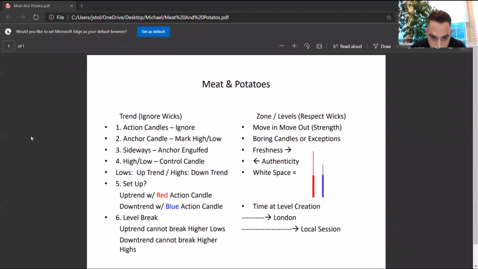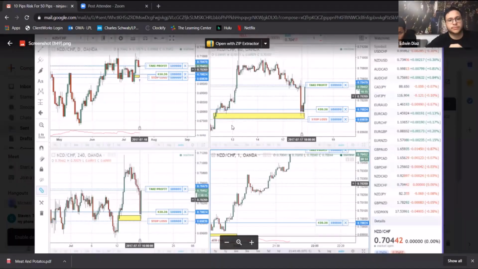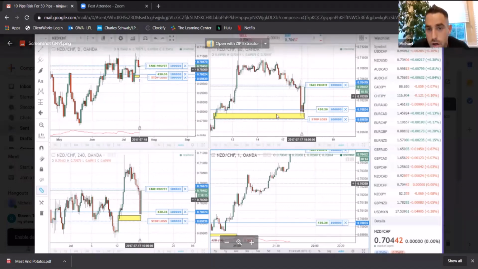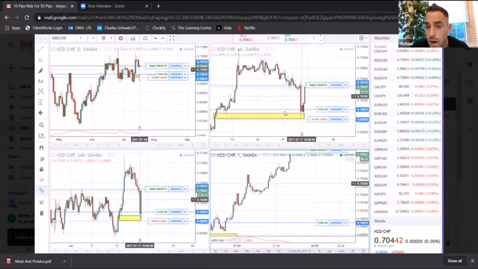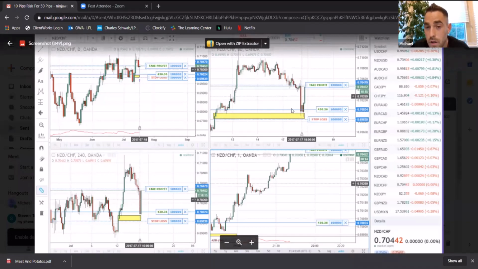I want to bring up one other thing real quick, just to give y'all an example. This is some old stuff. I was just going through old trades. Like this trade right here, this is a 10 pip risk for 50. So this is being able to identify this area right here with this box, and why I timed this box exactly for price to come in here.